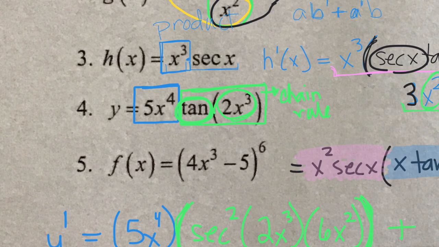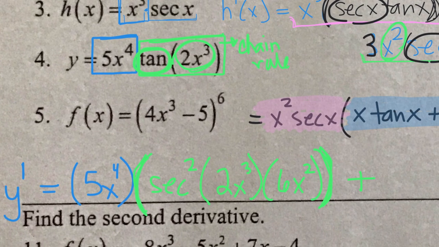Plus, what's the derivative of our second term? 20x to the third power. And we multiply that by tan of 2x cubed.